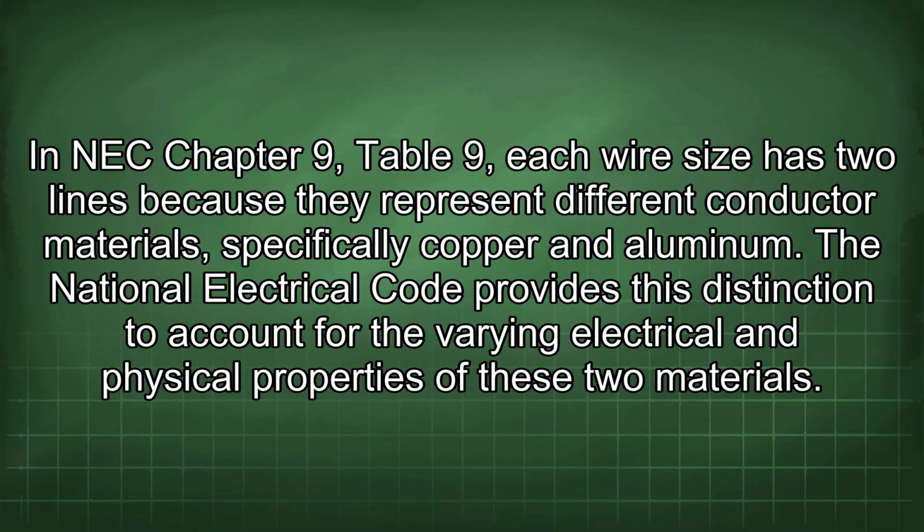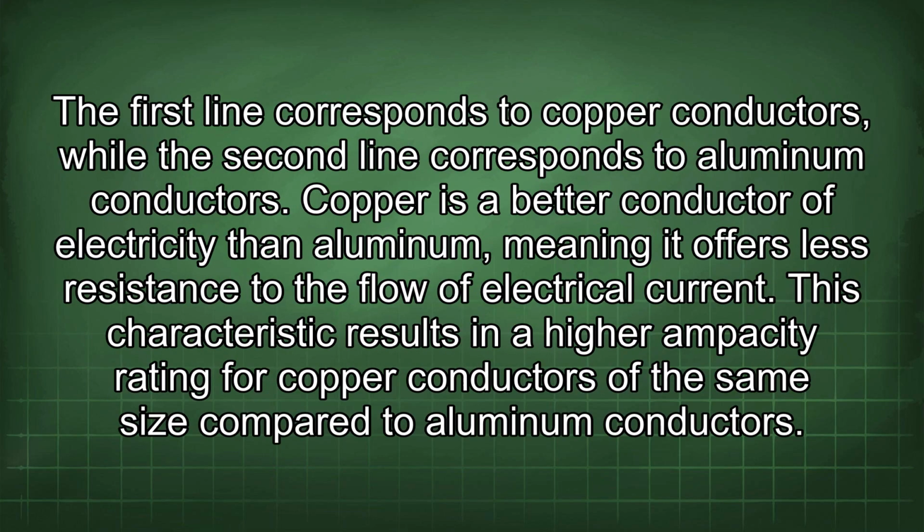In NEC Chapter 9, Table 9, each wire size has two lines because they represent different conductor materials, specifically copper and aluminum. The National Electrical Code provides this distinction to account for the varying electrical and physical properties of these two materials. The first line corresponds to copper conductors, while the second line corresponds to aluminum conductors.